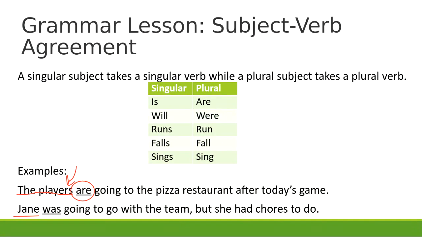Jane was going to go with the team. We would never say Jane were going to go with the team. That would be plural. Instead, Jane was going to go with the team is a singular verb. And just in case sentence structure is still kind of not your thing, our first example is a simple sentence. Our second example, a compound sentence.